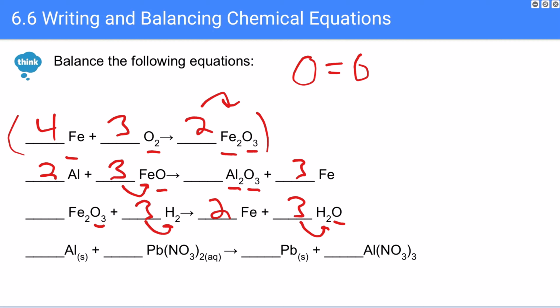The last one contains a polyatomic ion, so I want to go through and balance that as a whole. So rather than breaking down nitrogen and oxygen separately, we're just going to balance the nitrate ion as a whole thing. So there's 2 NO3s and 3 NO3s, so we need a total of 6 NO3 ions. So a 2 goes in front of here, a 3 here, and then we just finish it up by balancing our aluminum and our lead. So again, it is a step-by-step methodical process. Practice, practice, practice, and I promise you'll get really good with this.